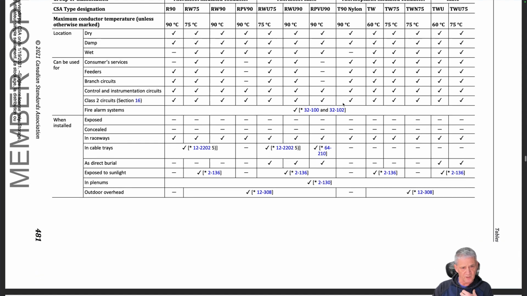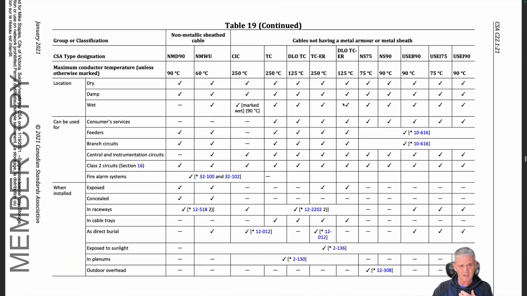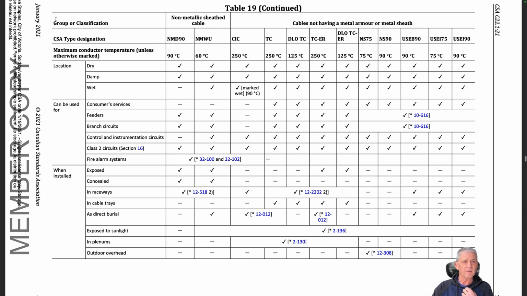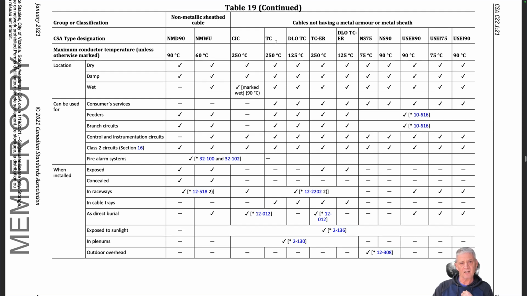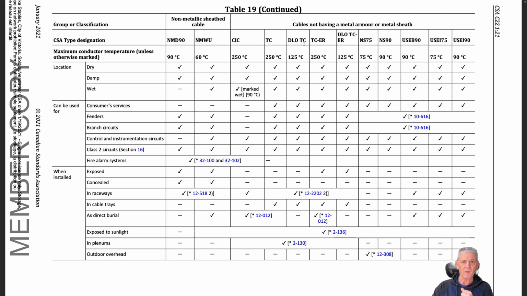Now, if we go to the next page, these 3 rows have the same meaning, but grouper classification. So now we've got a non-metallic sheath cable. And then the next group of conductors is cables not having metal armor or metal sheath. So we've got a CIC, a tray cable, a DLO. And then again, we have the conductor temperature rating. So NMD90 has a 90 degrees C rating. NMWU has a 60 degrees C rating.